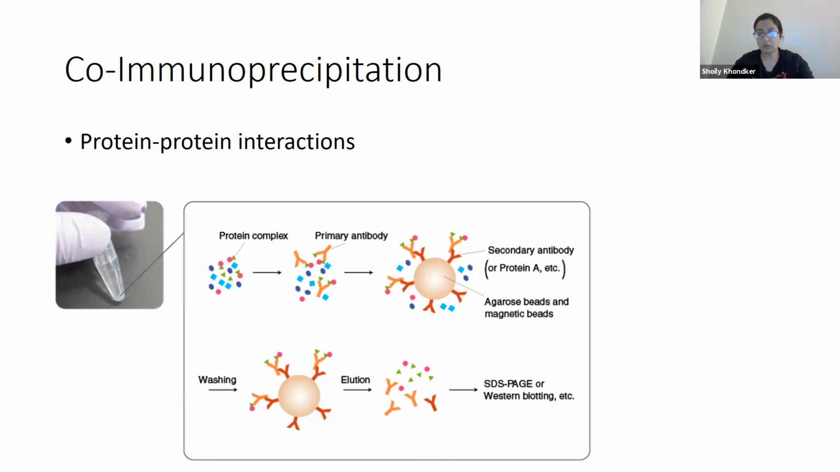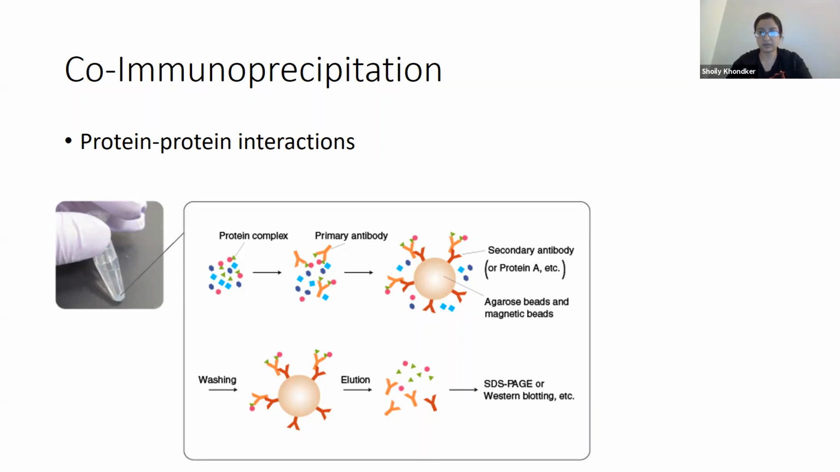After a series of wash steps, you essentially purify that first protein of interest, and it will still be bound to whichever other proteins it was bound to in the cell. Then after a series of wash steps, you elute the protein from the beads, although sometimes this step isn't totally necessary. And then you analyze using SDS-PAGE gel or Western blotting.